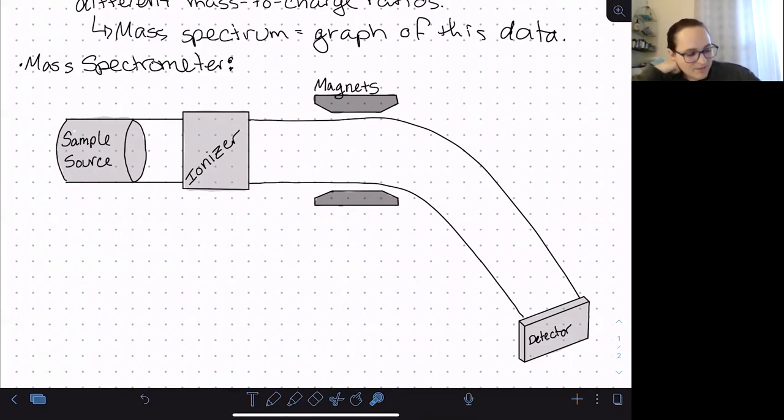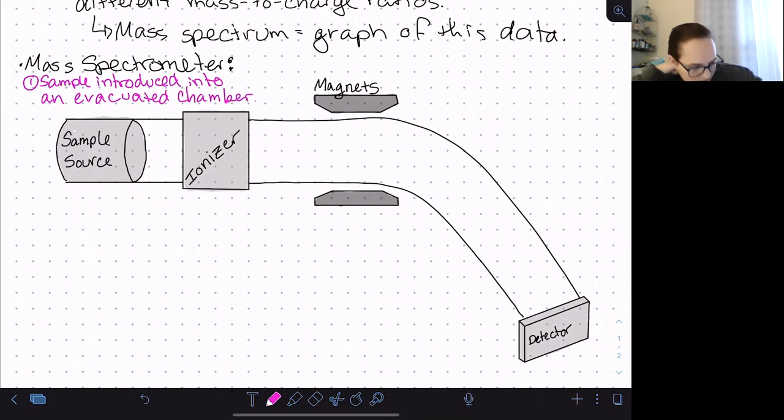So what happens is that our sample starts at the source here. Our sample is introduced into an evacuated chamber. So it starts here, it comes out of the source. This whole thing is like a big tube, essentially. It heads down this tube into the ionizer. So the next thing that happens is as it travels through the ionizer, it gets ionized.